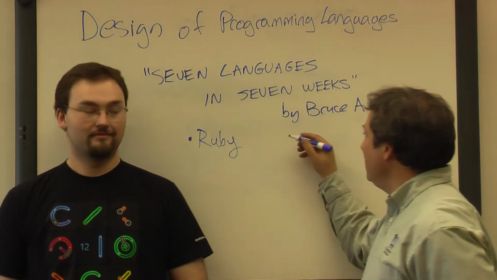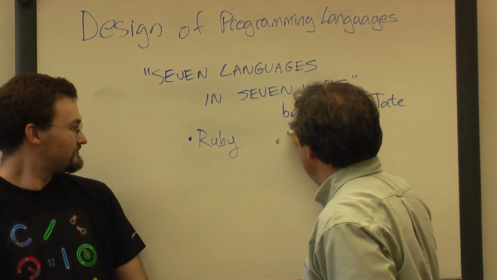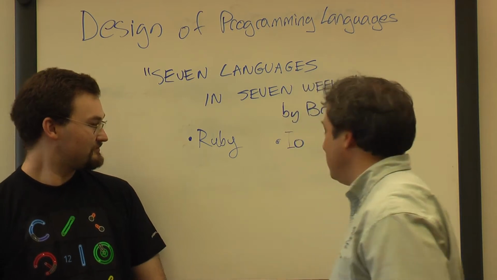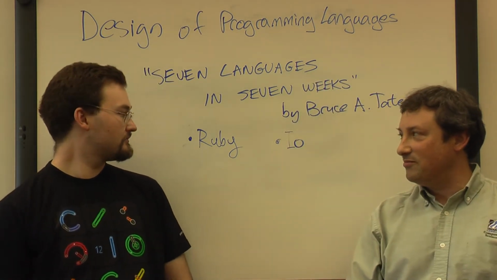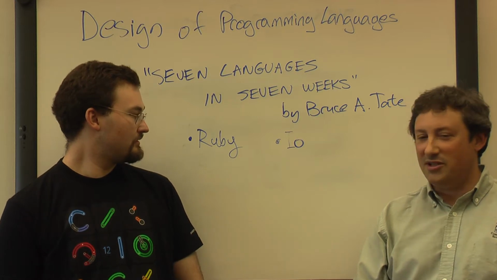All right, so the next language we're going to be getting into, so this is basically a list of 7 and we'll be doing it in some order. We're not sure what order, but the next one is IO. And what's the deal with IO?